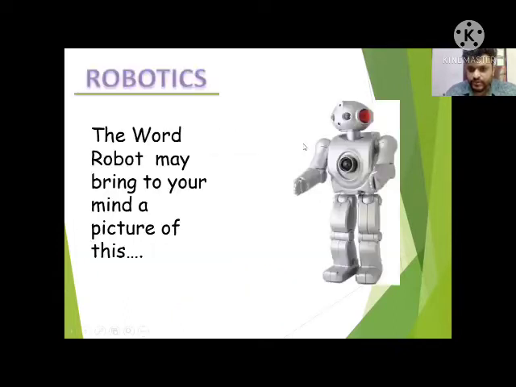Now, when we hear the term robot, the picture that comes into our mind is of this robot. This robot is known as a humanoid robot. You can see that this robot has two eyes similar to ours. These two eyes are fitted with cameras. Here we can see two hands. Here this robot has two legs. Okay, this is an example of a humanoid robot.